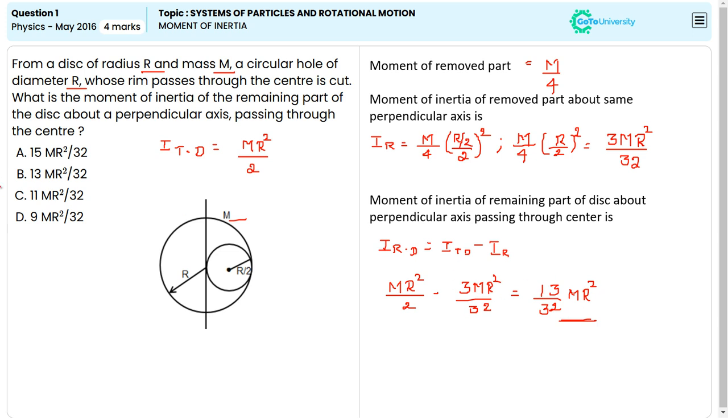Then we can see this option, that is 13 MR squared divided by 32. Option B is our right answer.